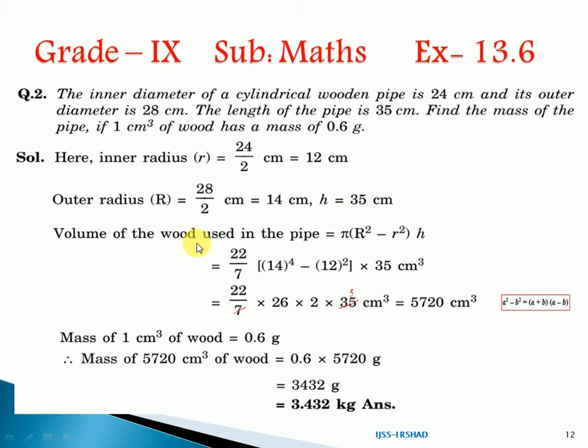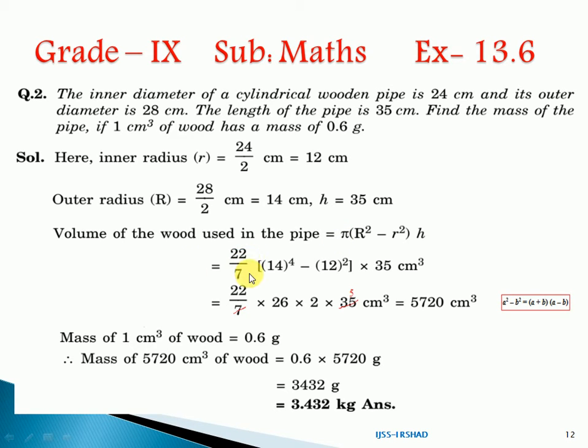Then the volume of the material used in that pipe. So what you will do? The outer circumference minus inner circumference, like a ring. Before also we have done this in the cylinder chapter. So here that is pi and then r square minus r square, means if you see this pi r square h, this r square h means the outer volume minus inner volume, pi r square small r square h. So outer volume minus inner volume will give you the material used in that cylindrical pipe.